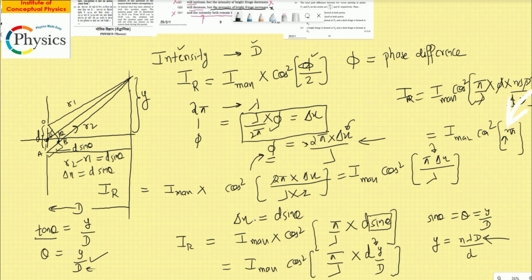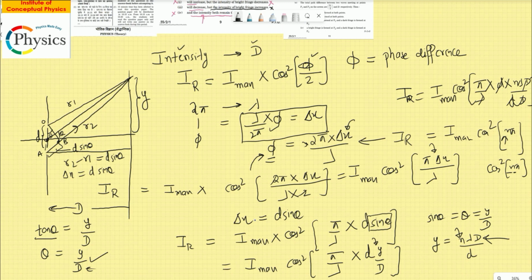If you see this expression, the capital D got eliminated, right? So in the resultant expression, the capital D does not exist. It's cos square n pi. The intensity is not dependent on the capital D at all. Intensity is only dependent on which order of bright fringe it is, or if I had used, for a dark fringe, the expression of n minus 1 into 1 by 2, it would have depended on that.